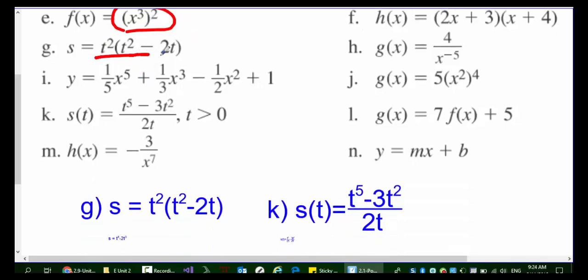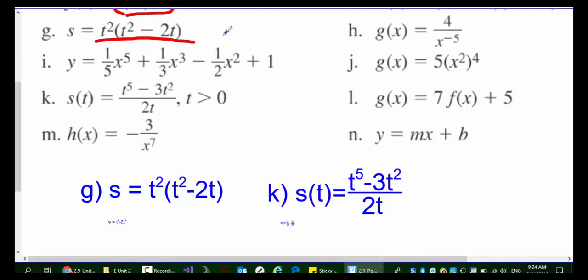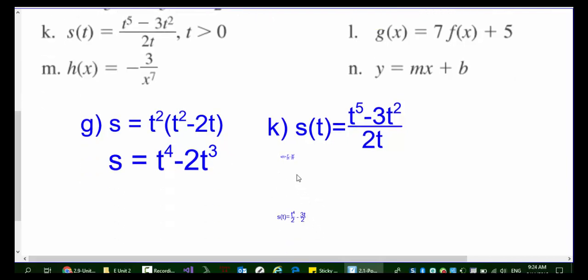Something like G here. Again, a little bit of manipulation ahead of time will get us to something we can work with. So the multiplication is the problem here. So let's just do the multiplication. T squared times t squared is t to the fourth. T squared times negative 2t is negative 2t cubed.